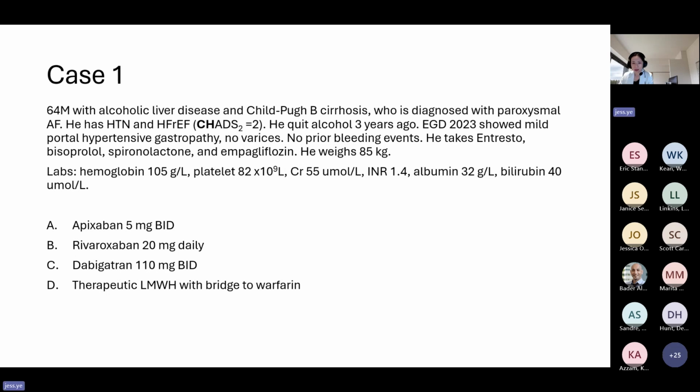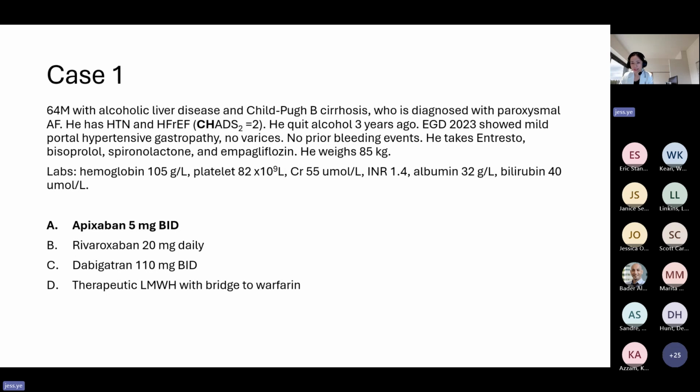In this case, I would choose apixaban 5 milligram twice a day, which is the standard dose. I wouldn't choose rivaroxaban because based on what we have from the observational data, apixaban seems to be safer than rivaroxaban. I wouldn't pick the dabigatran because in most of the studies we talked about, very few patients were on the dabigatran, even though it's the least hepatically cleared drug.